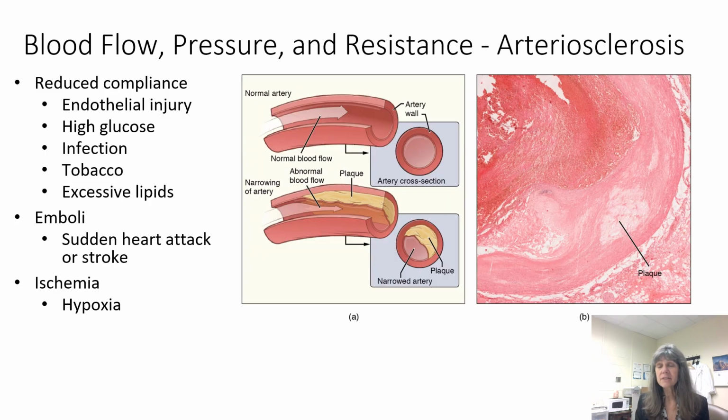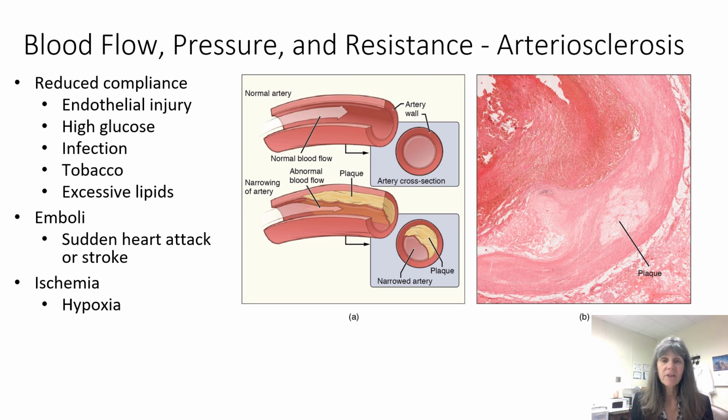So blood flow, pressure, and resistance can change when there is a disease known as arteriosclerosis. Remember, sclerosis is the condition of hardening and or narrowing. What that means is that if there is injury to the inner lining of the blood vessel, the endothelium, or if there's a lot of sugar in the blood that's going to stick to the walls of the blood vessel, or infection, or even nicotine, or too much fat in a person's diet, that can reduce the compliance of the blood vessel. So the blood vessel, instead of being able to stretch and recoil, is not able to do that as effectively.